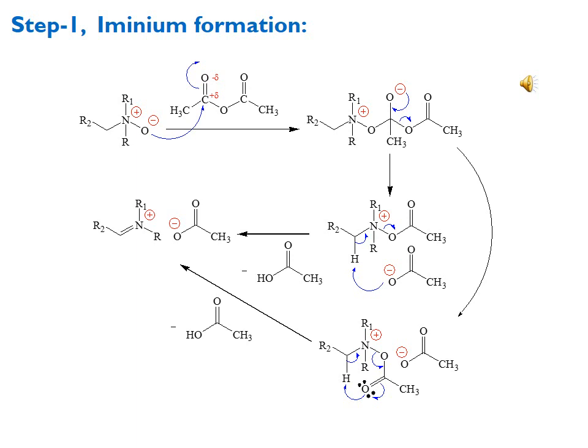Here you can ask a question: why is this acetate ion not attacking the carbonyl carbon of the acetyloxy group, which looks more electrophilic as compared to this hydrogen, this alpha hydrogen?